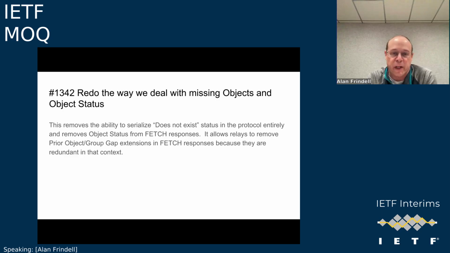Because fetch already has a way to implicitly convey it, and there's not a point to tell somebody else it doesn't exist in a subscription. Then the PR also allows relays to remove a prior object gap or a prior group gap extension in a fetch response because they can be redundant in that context. Victor, did I miss anything summarizing what's in that PR? I think those are the three main points.